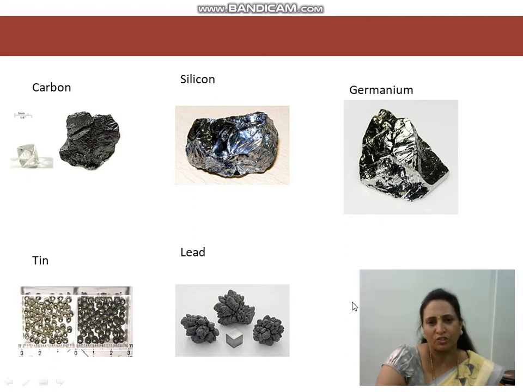Now these are the pictures of these elements. Carbon looks like this way. Silicon, which is having somewhat shining, germanium more shining than silicon, tin like this one, and lead is this one. So these are the pictures of these elements.